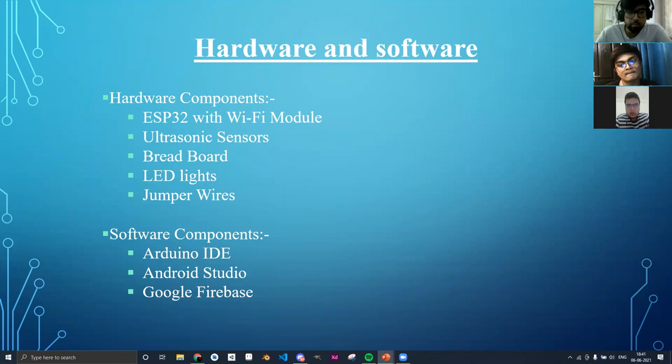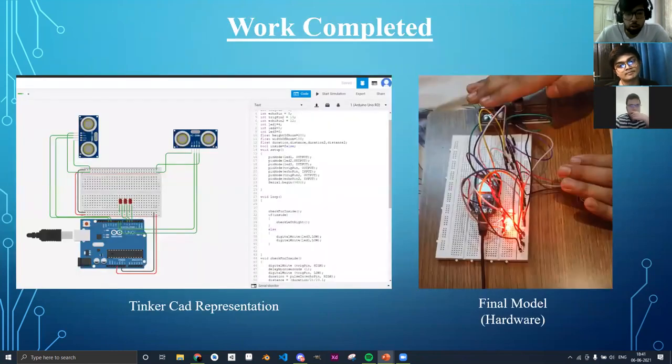So next slide. This is the model of our hardware component. We are using a microcontroller to connect with the real-time database, which contains the information regarding the lighting system of the house and the rooms. And we are using ultrasonic sensors to change the lighting system based on the presence of a human. So next slide.